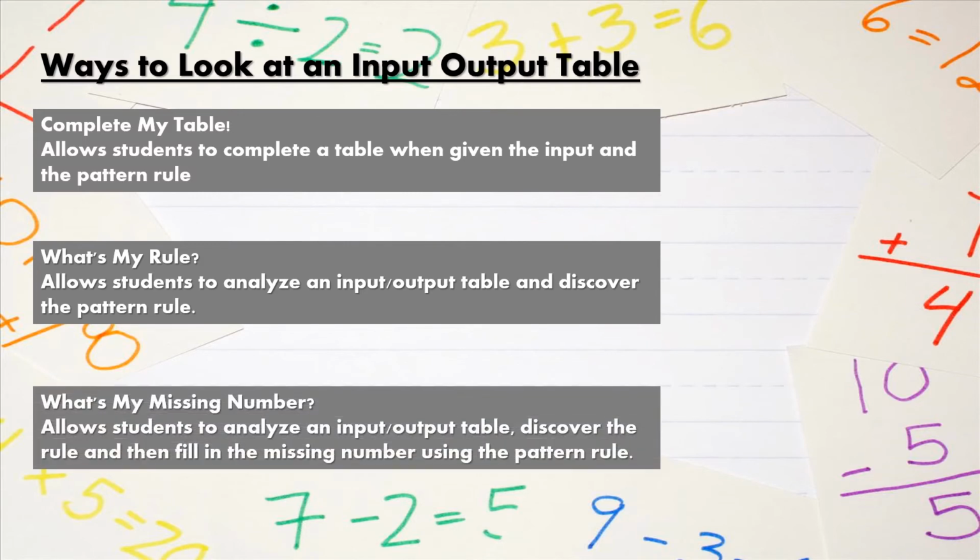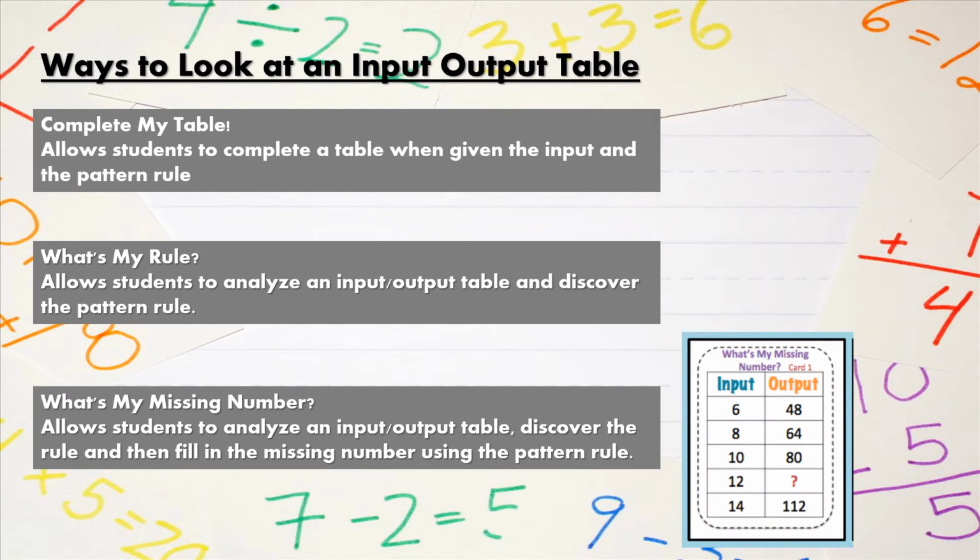The final way to analyze an input-output table is allowing students to look at the table, discover the rule based on your analysis or your studying of the data, and fill in the missing part of the pattern. That's what we're going to really focus in on. This is the higher level of what you are going to be doing. We can give you the pattern, but to analyze the pattern and discover the pattern on your own and be able to use the pattern is the big picture.